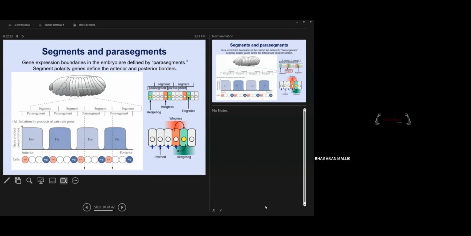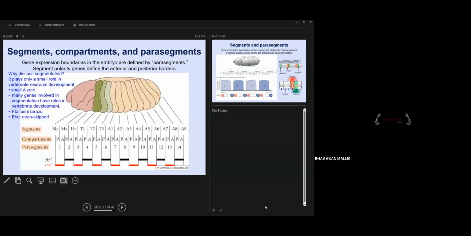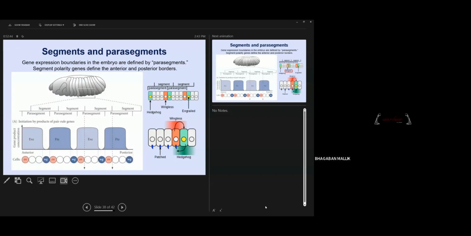And these are the set of genes which are expressed in the parasegment, which is even skipped or FTZ, that I mentioned before. What is that called? Fushi tarazu. Okay, so you have more expression of even skipped in the anterior side and less expression in the posterior side. So this is anterior, this is posterior. Again, anterior, posterior, anterior, posterior. So this is how, because of the expression of EVE or FTZ, you have segmentation of the body.